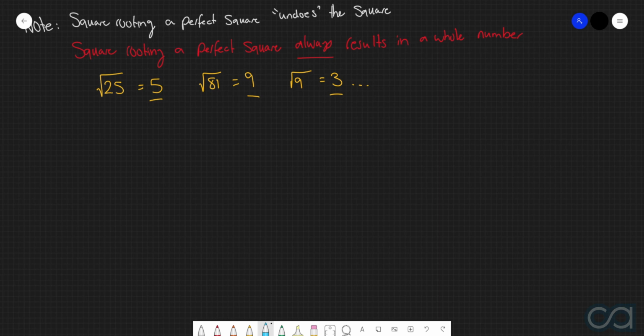So again, in the context of square numbers, the idea of square rooting is effectively just the complete contrast. Now, just as a bit of terminology here as well, what we would say in these instances is that 5 is the square root of 25, 9 is the square root of 81, and 3 is the square root of 9. So let's write that here.